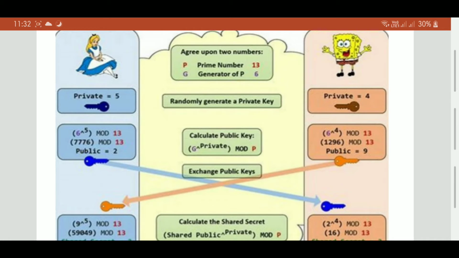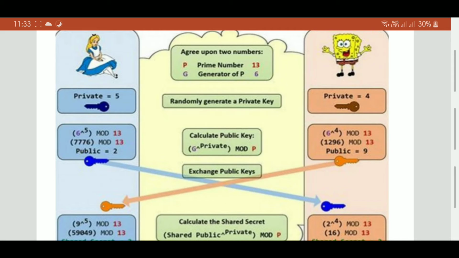Now another example. Here we have a private key from the sender 5, and on the receiver side we have 4. On the sender side we did 6 raised to 5 mod 13. We got 7776 mod 13, so we got our public key here, 2. On the receiver side we did 6 raised to 4, as 4 was our private key, mod 13. We got 6 raised to 4 as 1296 mod 13, so we got our public key here, 9.